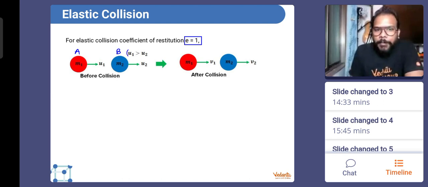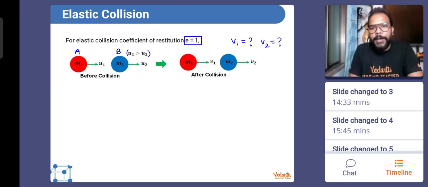Okay, so everyone, the condition remains the same according to the diagram. U1 is greater than U2. So what is our objective to find out here? Our objective is to find out the velocities of the objects after the collision. That means finding V1 and V2 is our objective here.